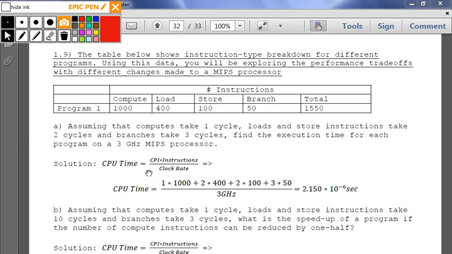So, for example, the table below shows instruction type breakdown for different programs. So we have compute instructions, load, store, branch, and we've already taken the liberty of calculating the total number of instructions for you. So A, assuming that computes take 1 cycle, load and stores take 2, and branches take 3, find the execution time on a 3 gigahertz MIPS processor. So this is where we can use our average CPI and CPU equations to figure this out.